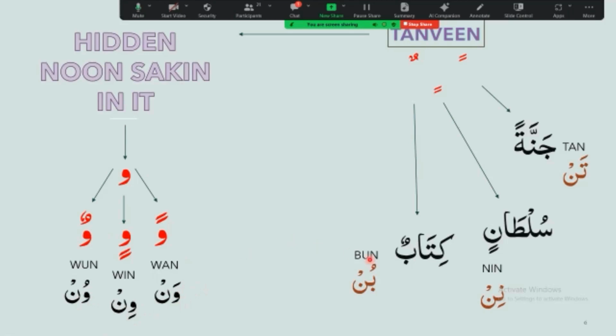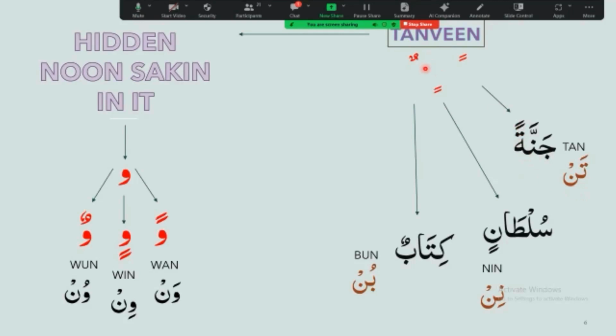You can take different examples. I've written some words here, right? Just take this word, for example. This word is jannatan. It is ending with the tanween of fatha at the last letter, which is ta. If I break this sound, I write it as ta fatha noon, tan. So at the end of jannatan, I have written it like this, and yes, you see a noon sakin in this tanween, right? This noon sakin is hidden.